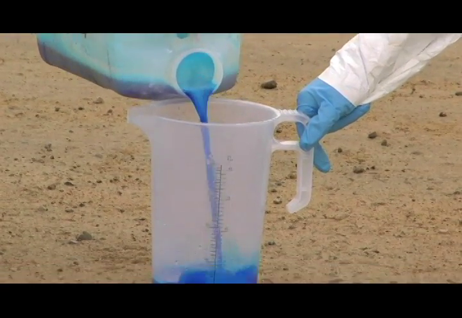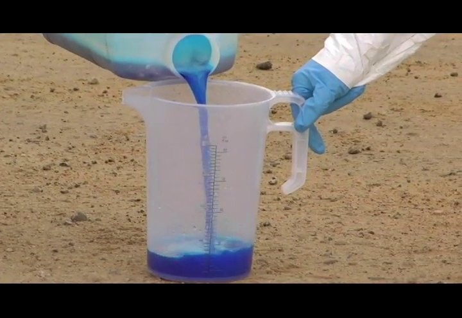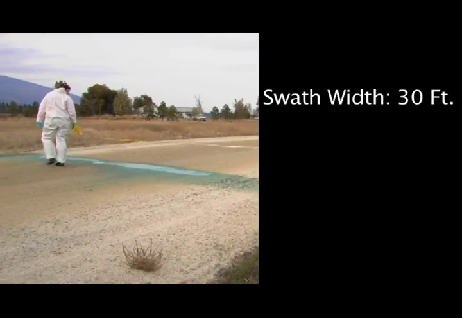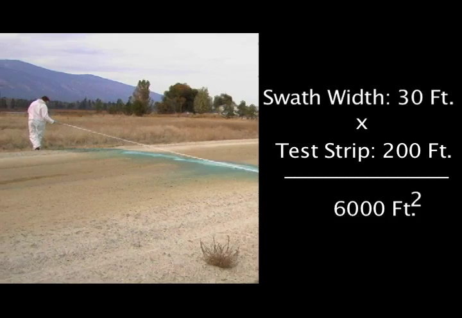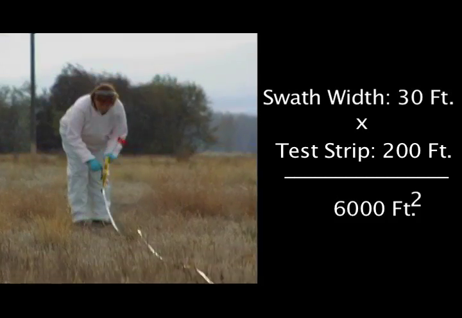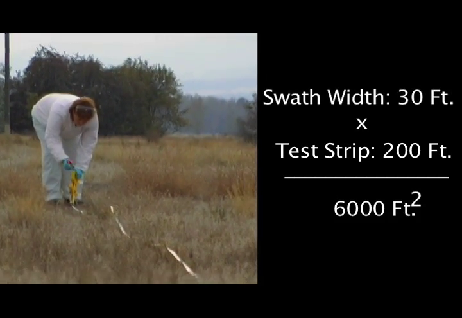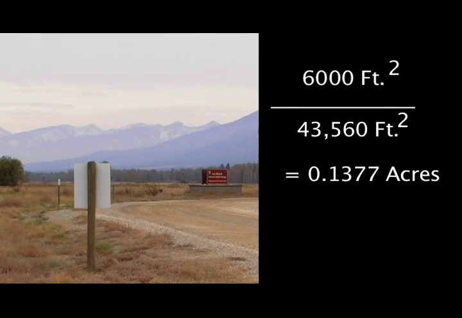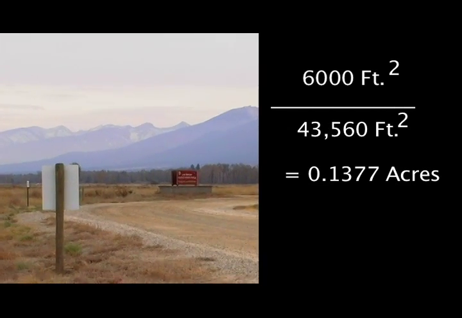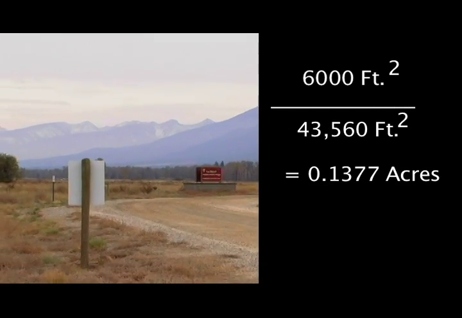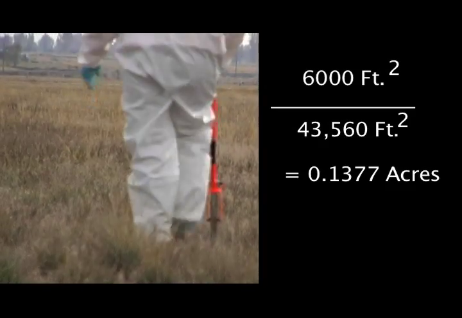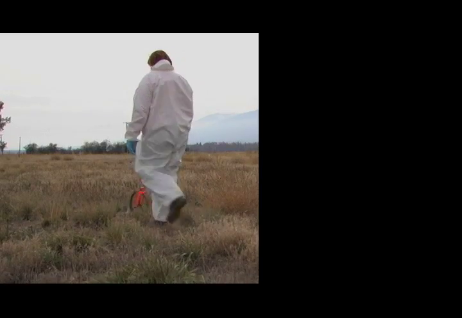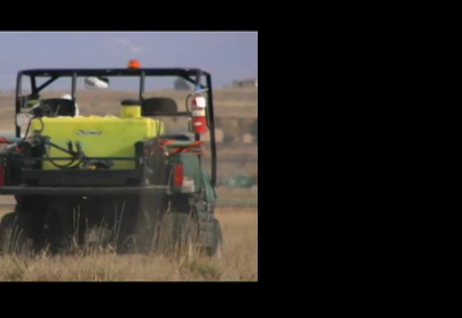For this example, if your boomless sprayer has a swath width of 30 feet and we use a 200-foot test strip length, the area of the calibration strip is 6,000 square feet. To convert this to acres, divide 6,000 by 43,560. This gives us an acreage number of 0.1377. When you drove the calibration strip, it took 27 seconds.